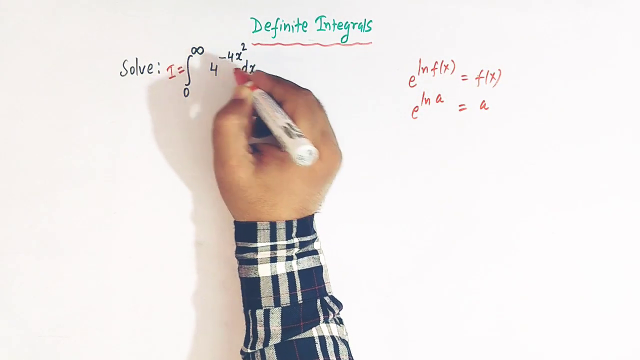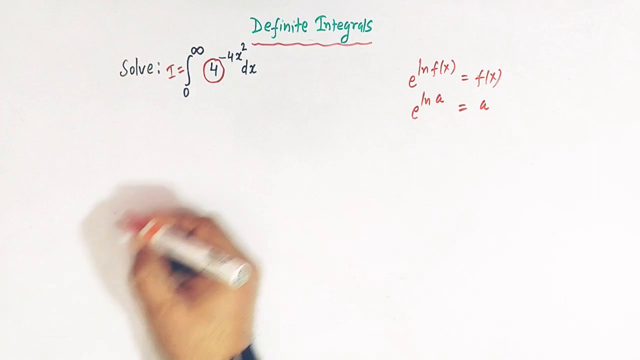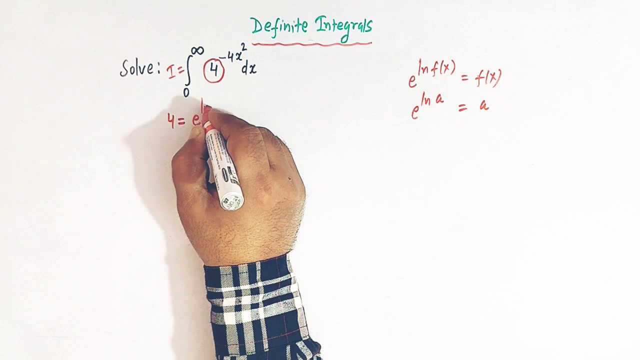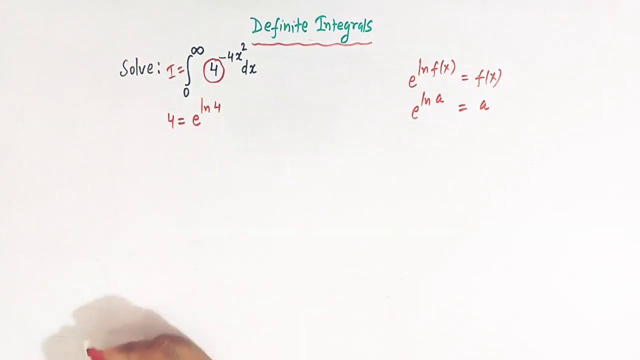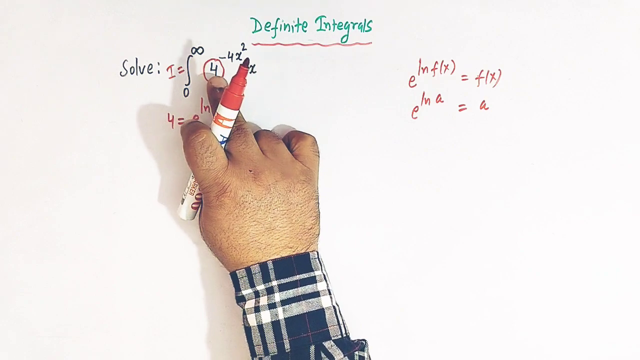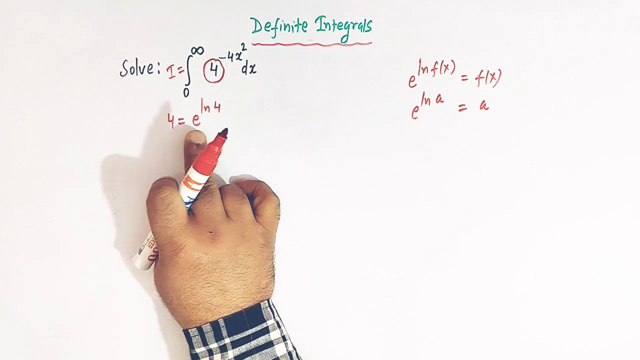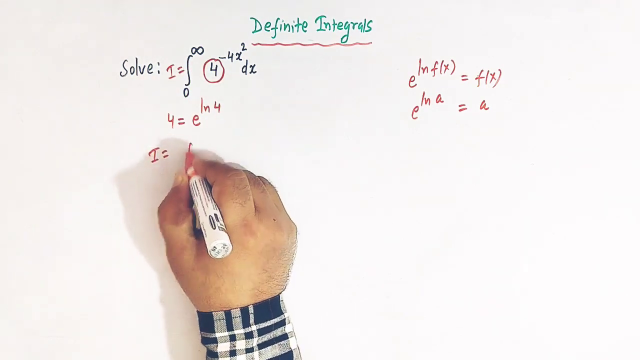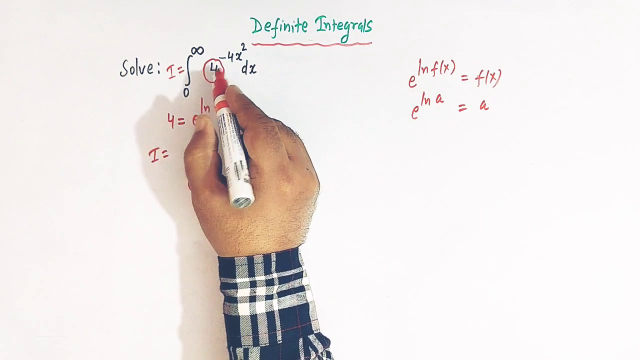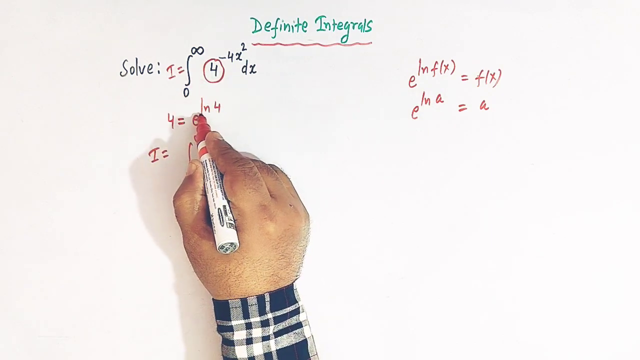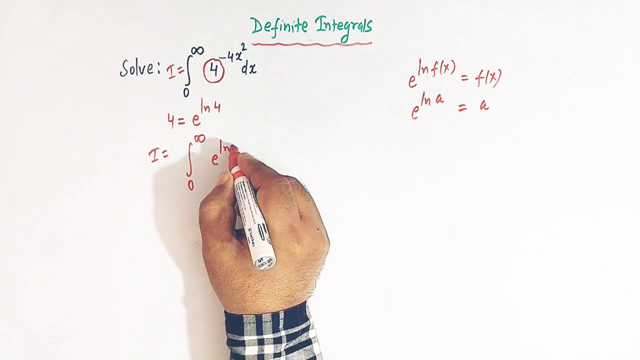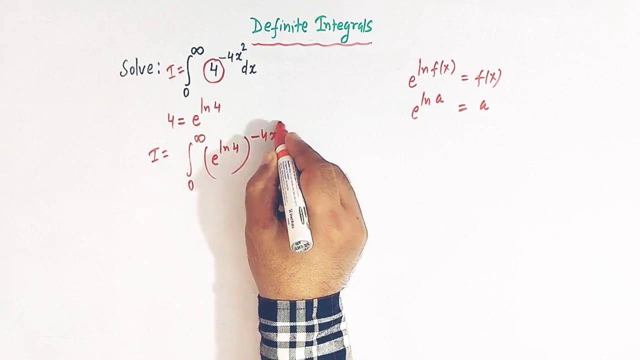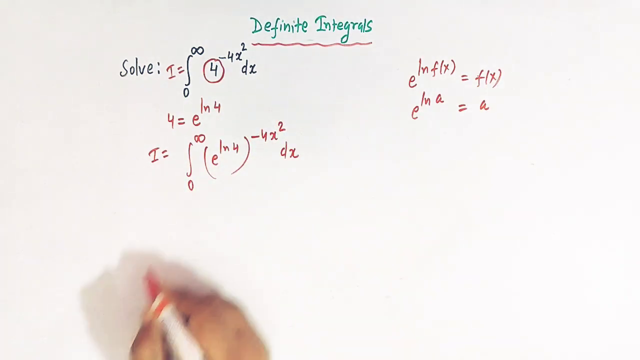In the integrand we have this 4, so we'll write 4 as e raised to natural log of 4. We substitute 4 is equal to e raised to natural log of 4. Now this integral becomes 0 to infinity, with the 4 replaced by e raised to ln 4, and the power is minus 4x square, and this is dx.